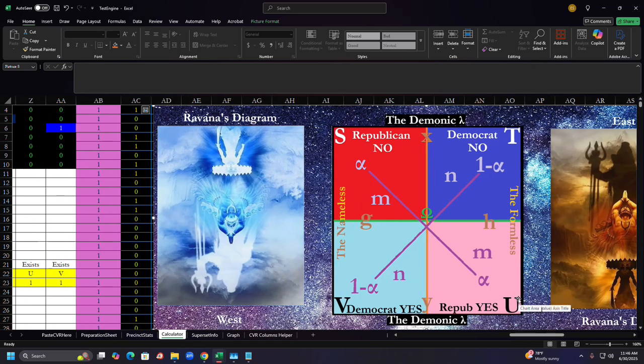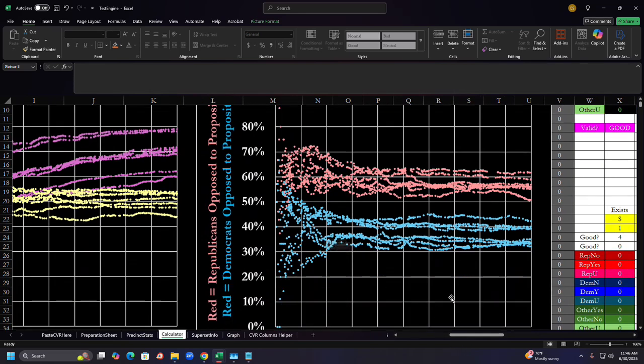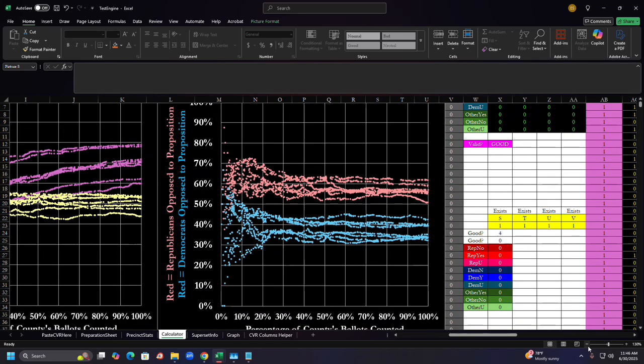For blue, well, it's the blue diagonal. It's T over T plus V, or Democrat no over Democrat no plus Democrat yes. That's why we have a blue line in the graph for Democrat no. Okay?